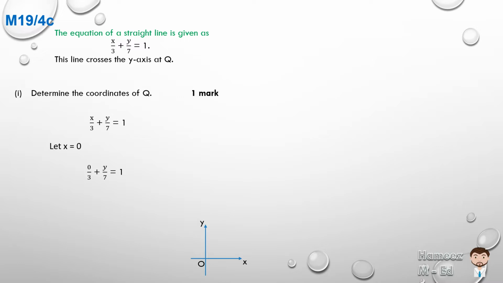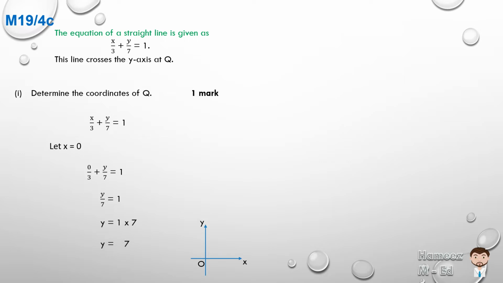And if we look at this equation, there is only one unknown, y. So we can solve for that. So 0 over 3 is 0, so we can ignore that. So we're left with y over 7 is equal to 1. And if we want y, we need to carry the 7 across. It's in the denominator, or dividing. So when we carry it across, it will be in the numerator or multiplying. So y is equal to 1 times 7. So y is equal to 7.